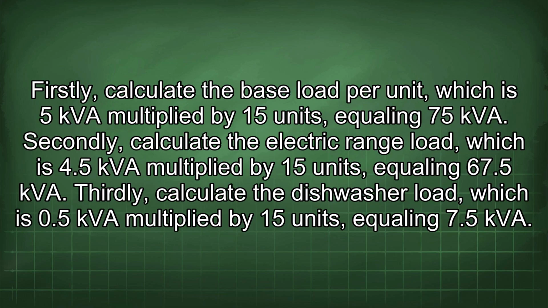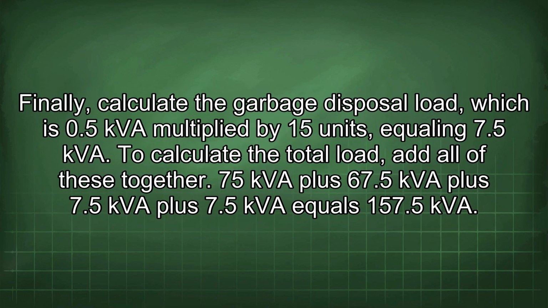Firstly, calculate the base load per unit, which is 5 kVA multiplied by 15 units, equaling 75 kVA. Secondly, calculate the electric range load, which is 4.5 kVA multiplied by 15 units, equaling 67.5 kVA. Thirdly, calculate the dishwasher load, which is 0.5 kVA multiplied by 15 units, equaling 7.5 kVA. Finally, calculate the garbage disposal load, which is 0.5 kVA multiplied by 15 units, equaling 7.5 kVA.